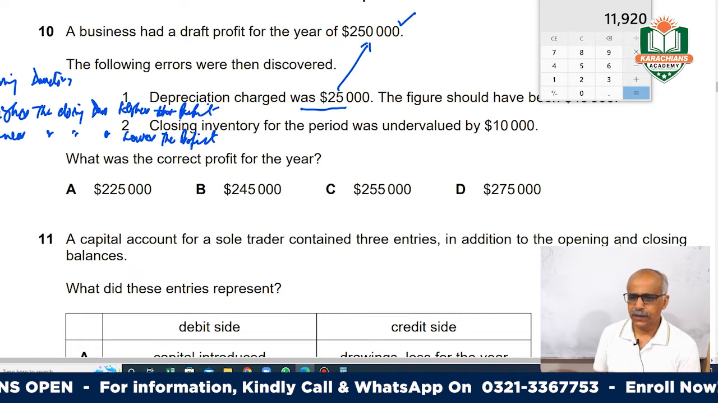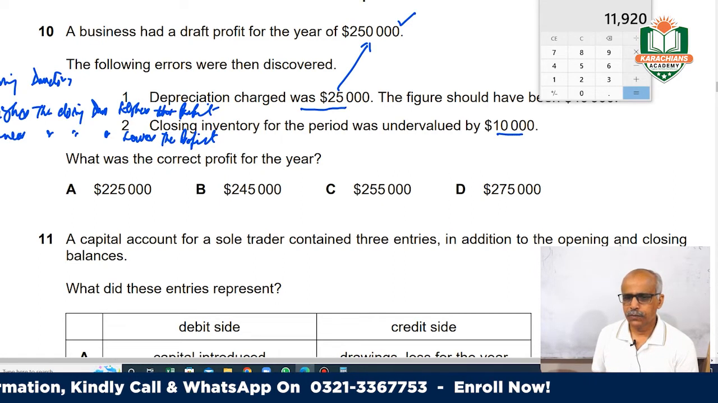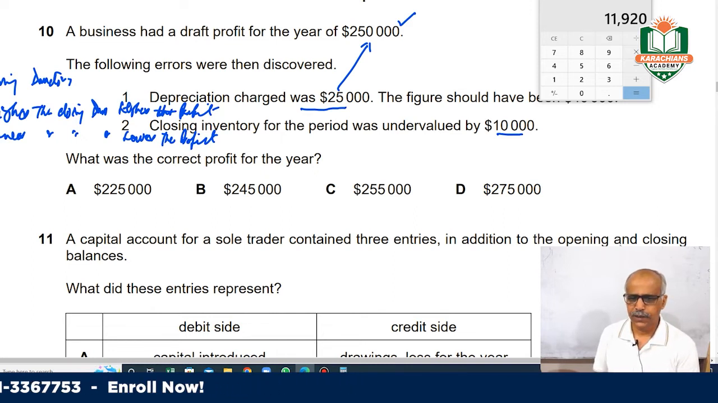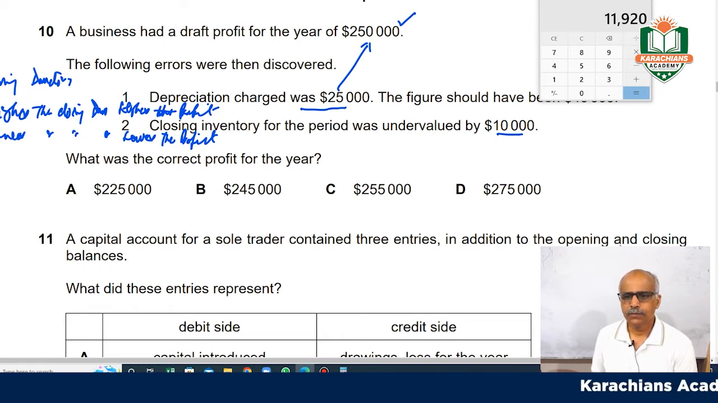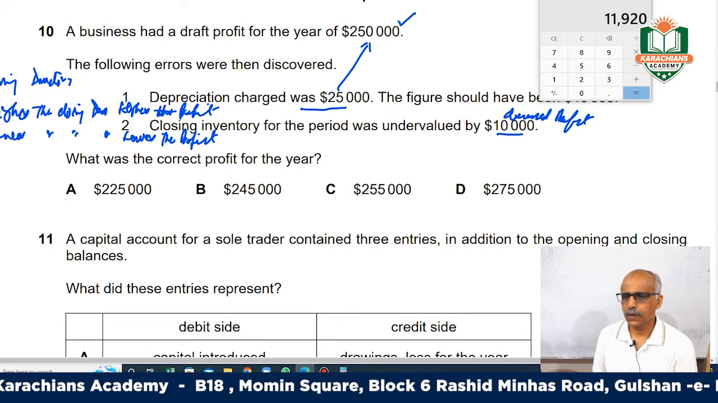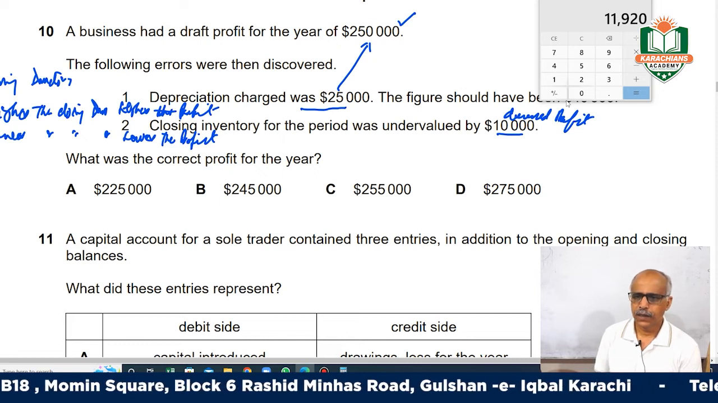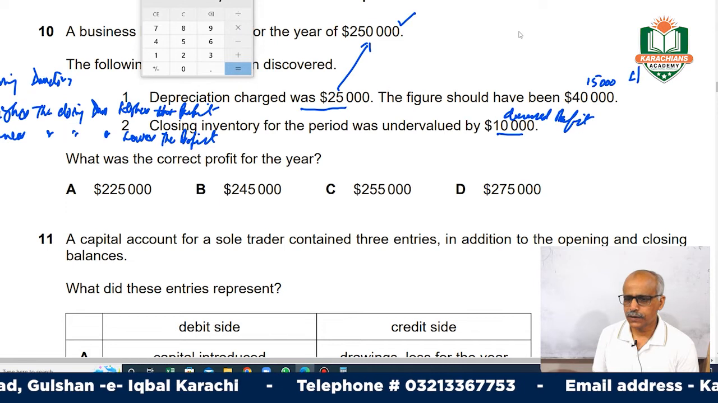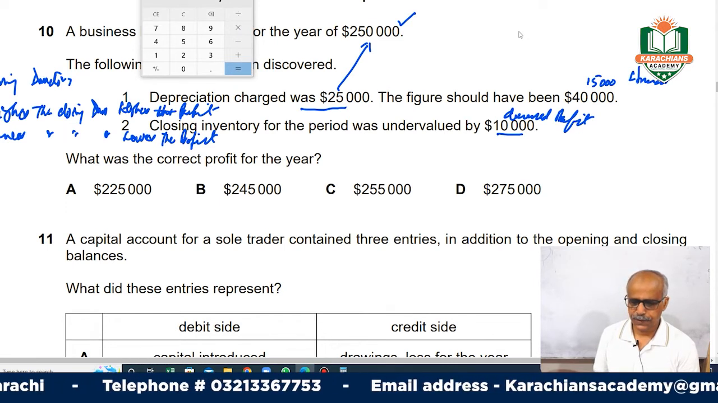So it means this 10,000 you have undervalued. Undervalued means the closing inventory for the period was undervalued. Undervalued means you decreased your profit, right? Here what you did, 15,000 you increased your profit, right?